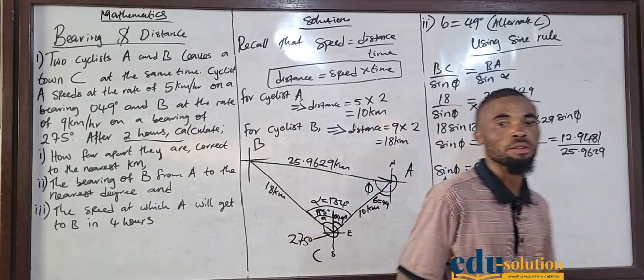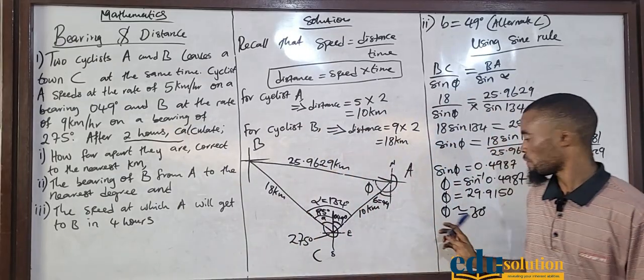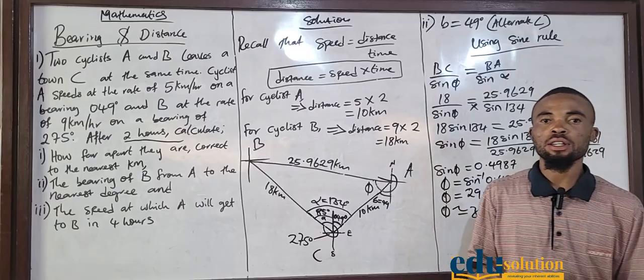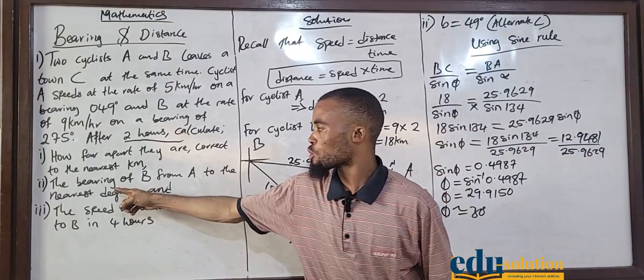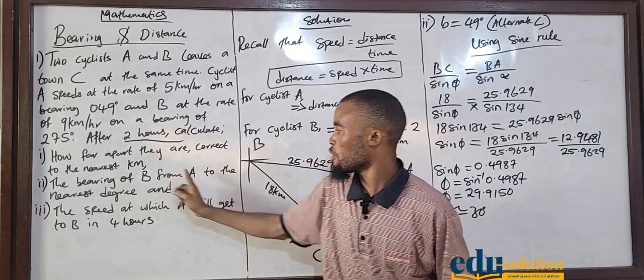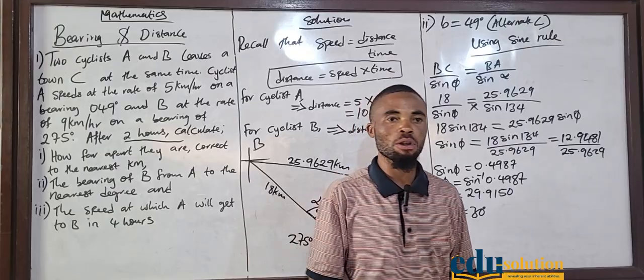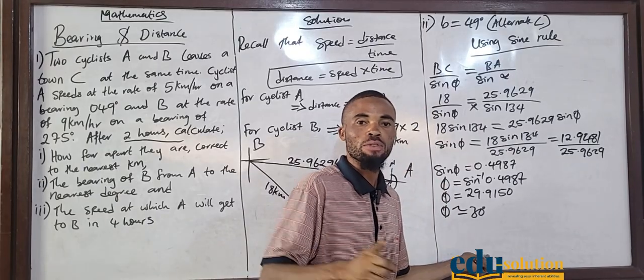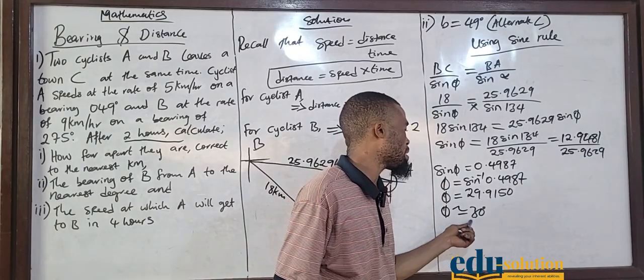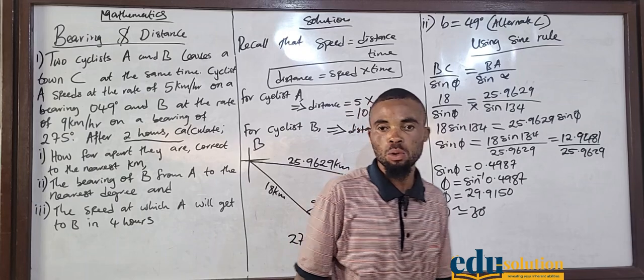The reason why I have to approximate to 30 is because I want to follow the instruction of this question, which says the bearing of B from A to the nearest degree. Even if I don't do it here, I will still eventually do it at the end. So I'm having it here as 30 degrees. Let's go back to the diagram.